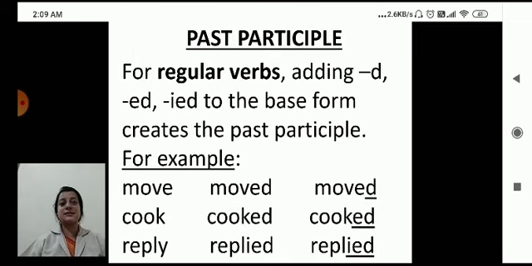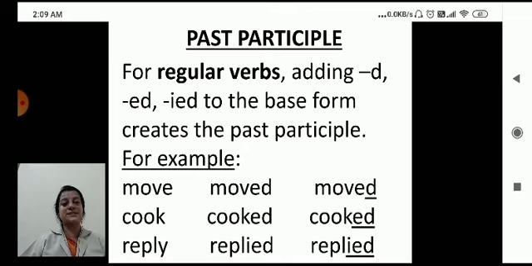What are past participles? For regular verbs, adding d, ed or ied to the base form of a verb creates the past participles. How? Here we have three base forms of verbs: move, cook, reply. If we add d to it, it will be move, moved, moved. If we add ed to cook, it will be cook, cooked, cooked. If we add ied to reply, it will be reply, replied, replied, right? In this way, by adding d, ed and ied to the base form of the verbs, we formed past participles.